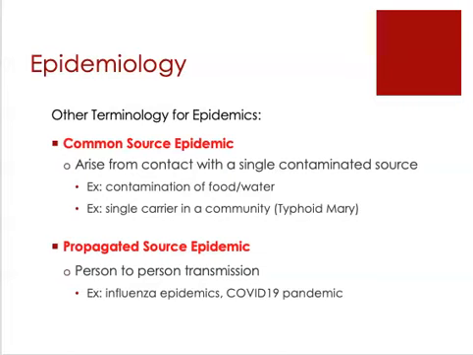Propagated source epidemics are different. Propagated source epidemics occur from contact with people. The pathogen is spread from person to person to person to person to person. So, for example, influenza epidemics are propagated source epidemics. The COVID-19 pandemic is a propagated source type. Anytime you have a pathogen that is spread by contact from person to person, you've got a propagated source epidemic.